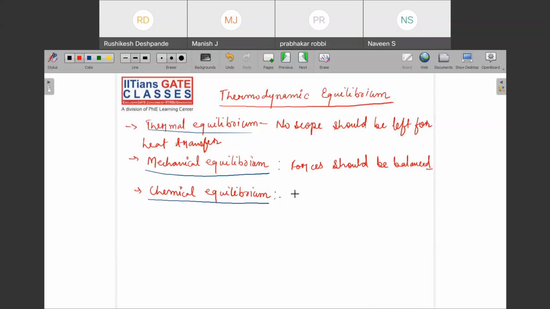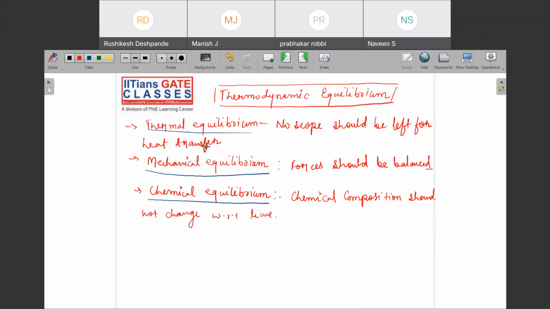Can I write that chemical composition should not change with respect to time? Clear? So now we know that whenever we are trying to analyze a system, we are analyzing those systems which are in thermodynamic equilibrium.